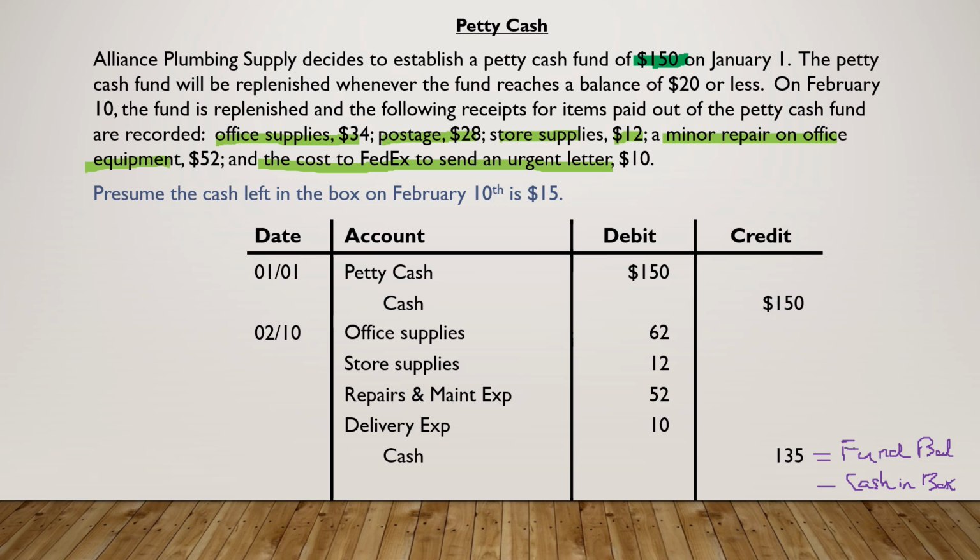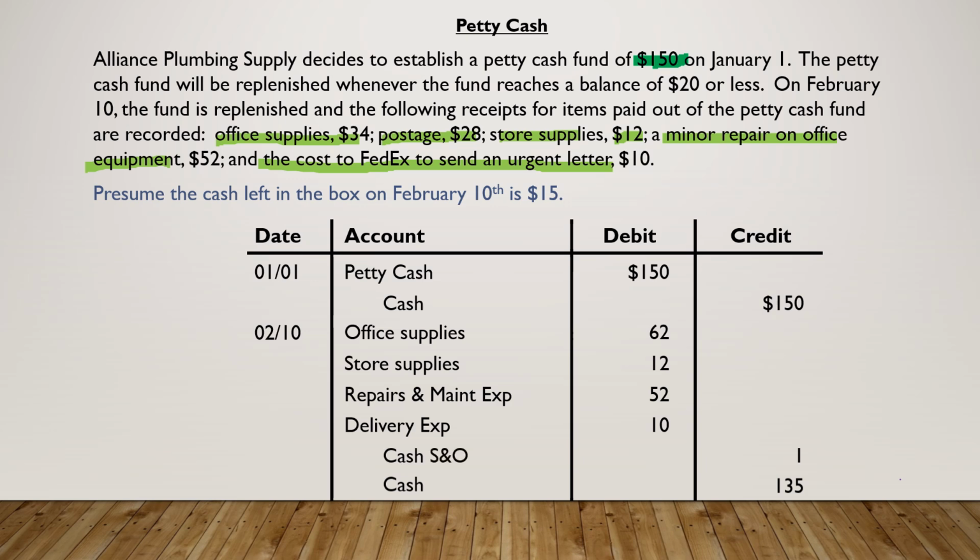Remember that we credit cash for how much money we're putting back in the box to restore it to the petty cash fund's balance. At this point, and in a perfect world, our credit would tie with our debits. But the entry's debits total $136, so we need a $1 credit to make it balance. This amount will go to cash over and short.